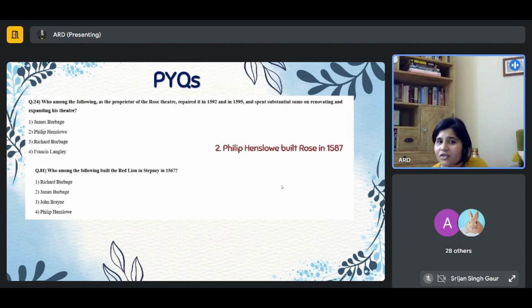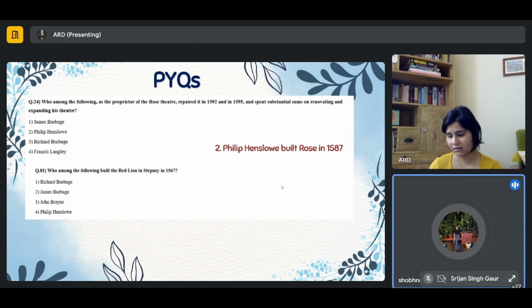So major actors like Edward Alleyn, Philip Henslow, and the university wits, whoever would write the play, they would get some amount of profit. They probably had an unofficial contract. So historians have tried to find official contracts. Very loose official contracts have been found. One official contract of Shakespeare has been found. But as such, no one's official contract has been found, but they would get the profit share.